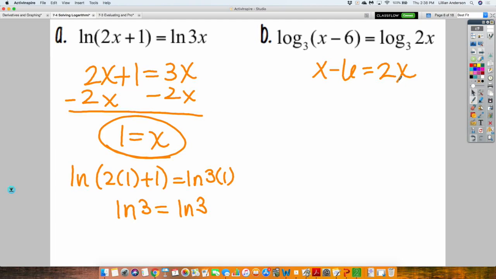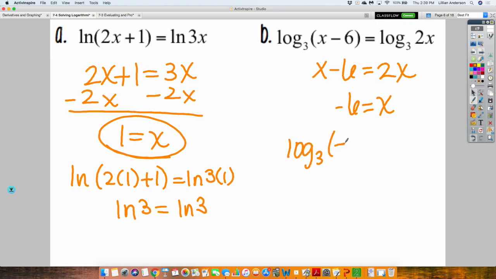And if you noticed as well, the bases do have to be the same in order for you to solve this. If the bases are different, you're not going to be able to solve it. If they're different, that probably means I typed it in wrong, so you might want to double check with me. Okay. Solve it. Negative 6 equals x. You want to make sure you go back in and check your solution.